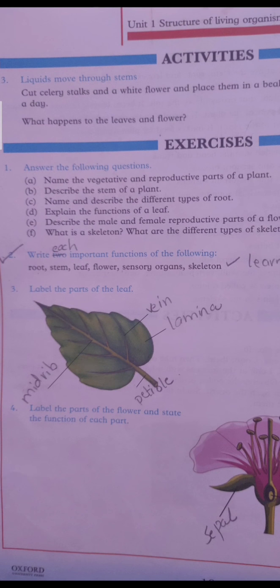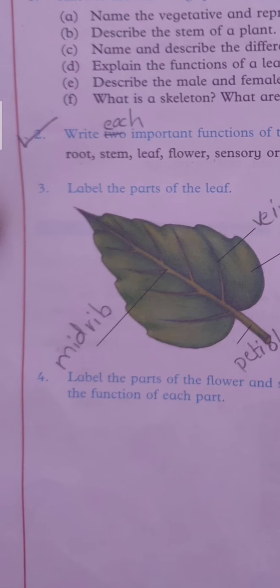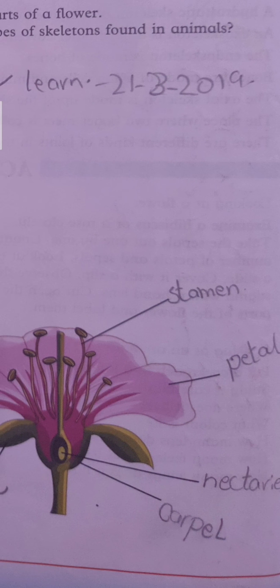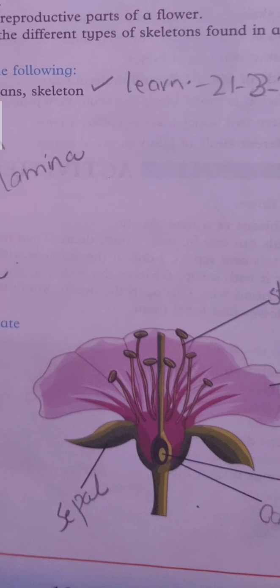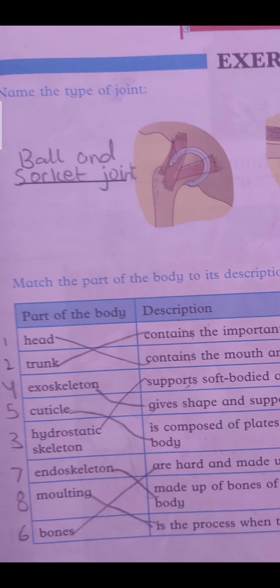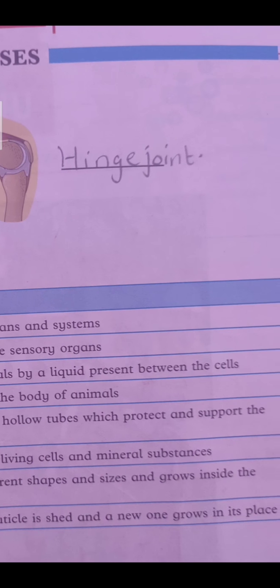The skeleton helps, supports and strengthens your body. In the next question of the exercise, you have to label these diagrams. Here I have labeled vein, lamina, petiole and midrib. Here I have labeled the parts of a flower: stamen, petal, nectaries, carpel and sepals. The next question is, name the types of joints. This is a ball and socket joint. This is a hinge joint.